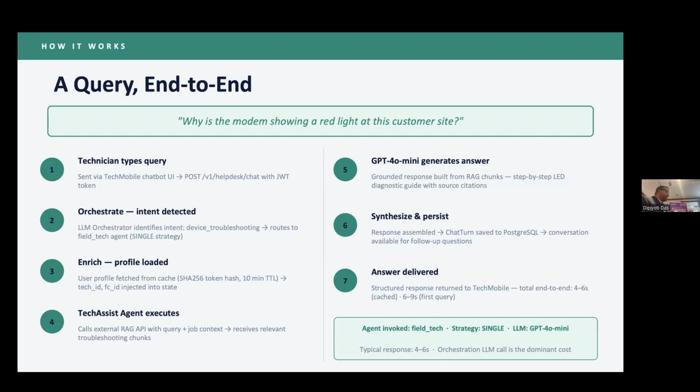Then we get some enriched profile, meaning we also have to know, as I was mentioning before, whether it's a field technician or supervisor, because they get different information. So that's where the profile information comes in. Then the tech assist agent executes, and they get the right answer. For the LLM, for this particular use case, we're using GPT-4o. All the chat turns and everything are saved into PostgreSQL, and then the answer is delivered.